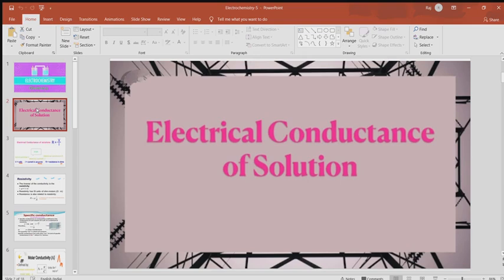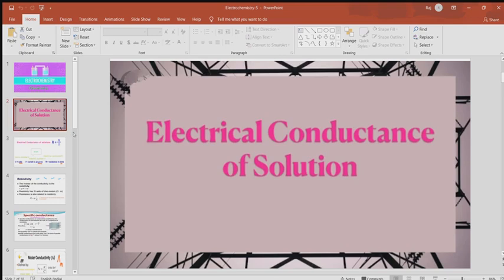Next topic. Today we will study electrical conduction of solutions. What is the electrical conduction of solution? What is the meaning of electrical conducting power? That means conductance of a conductor. The electrical conducting power, or conductance, of a conductor is expressed in terms of the reciprocal of resistance.